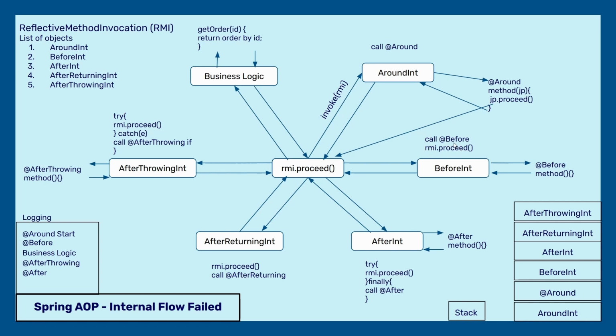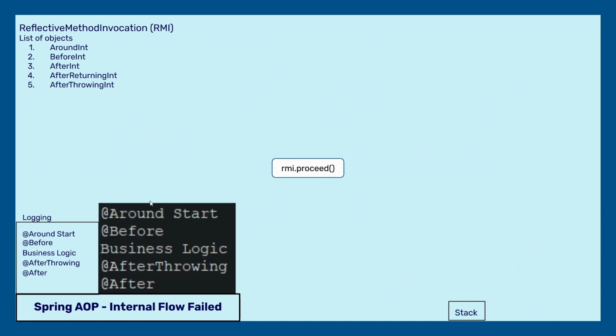There's nothing to execute here. The exception is propagated. Since the proceed method is throwing an exception, the rest of the code is not executed. The exception is returned. And that's the reason you'll see after throwing executes and after returning doesn't execute and around end doesn't execute. You can also see from the logs what we had in our application execution.